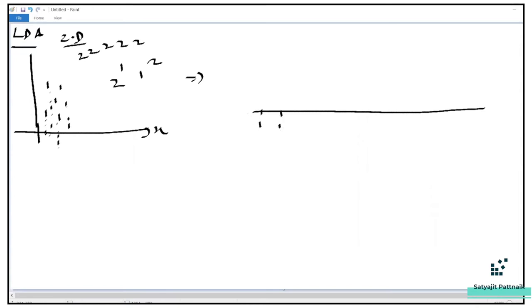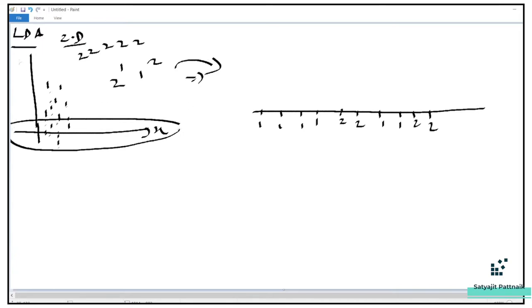So I'll take the perpendicular from these points to the x-axis. Let's draw it. There will be some 1s here, and 2s. The only problem here is that we are simply ignoring one of the axes. When we transform data from a two-dimension space to a one-dimension space, we have directly transformed it into the x space, so we are ignoring the y-axis. There are possibilities that we might lose some useful information.